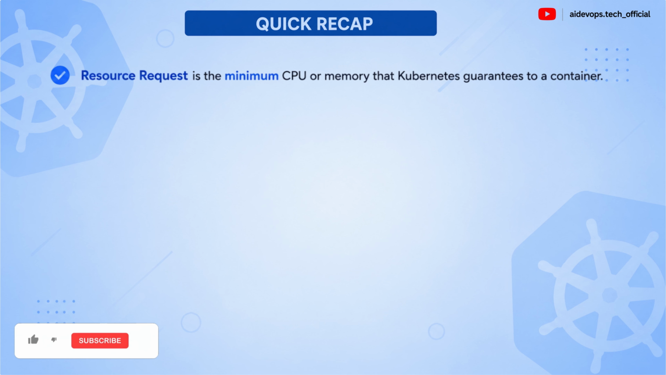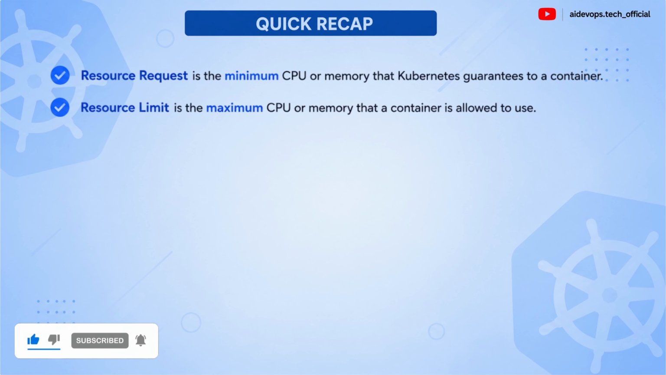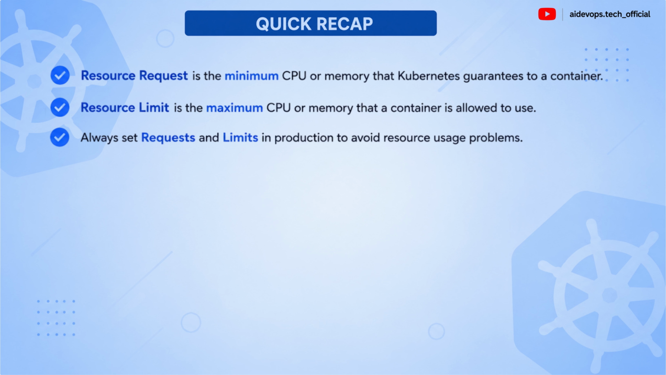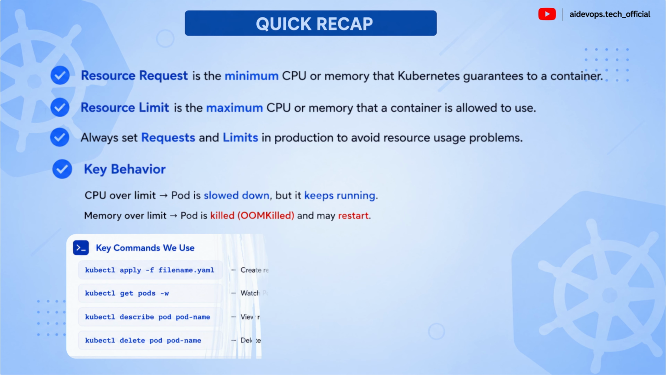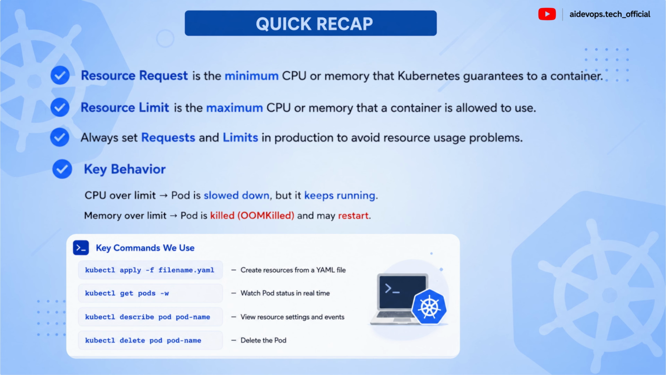So let's quickly recap what we have learned today. Resource request is the minimum CPU or memory that Kubernetes guarantees for the container. The resource limit is the maximum CPU or memory that the container is allowed to use. Always set a request and limit in production to avoid resource usage problems. Key behavior: CPU over limit means the pod is slowed down but it keeps running. Memory over limit means the pod is killed due to out of memory and it may restart. And we can use some commands to create the resources and troubleshoot the issues. So that's everything about the resource request and limit in Kubernetes.